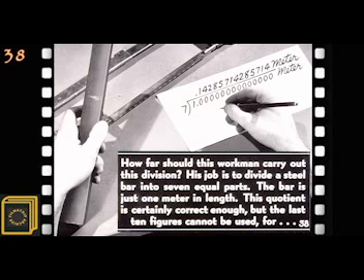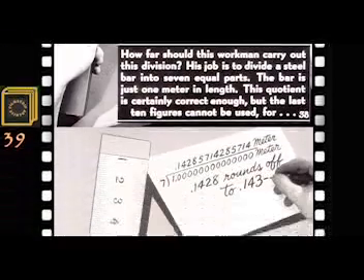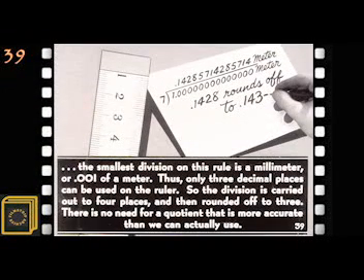This quotient is certainly correct enough, but the last 10 figures cannot be used. The smallest unit on this rule is a millimeter, or 0.001 of a meter. Thus, only 3 decimal places can be used on the ruler, so the division is carried out to 4 places and then rounded off to 3. There is no need for a quotient that is more accurate than we can actually use.